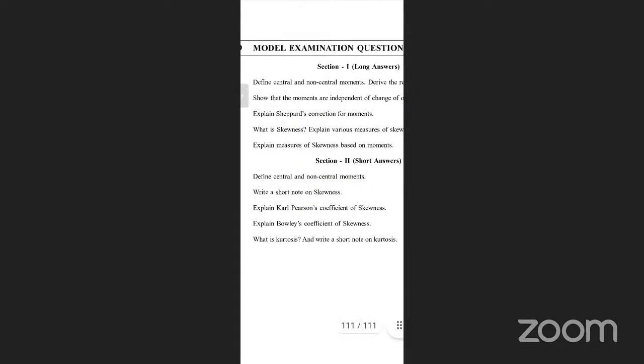The short questions: define central and non-central moments. Write short notes on skewness. Explain Karl Pearson's coefficient of skewness. Explain Bowley's coefficient of skewness. What is kurtosis? And write a short note on kurtosis.